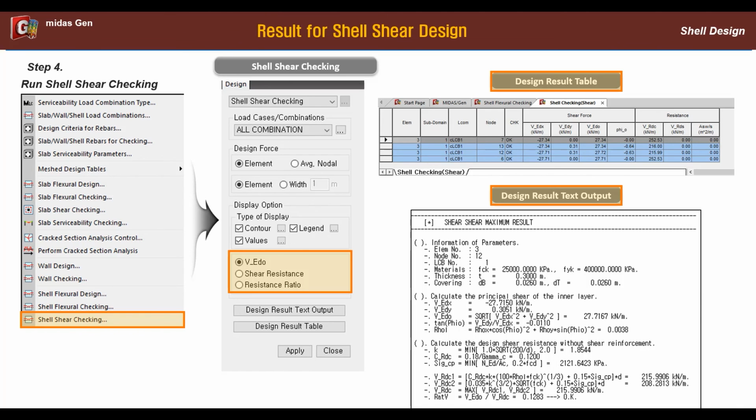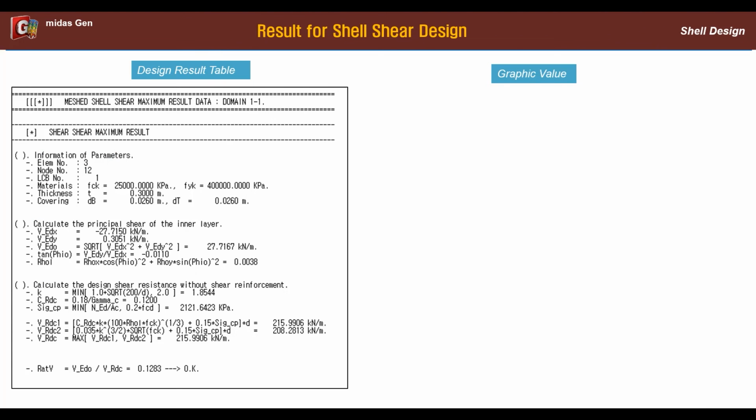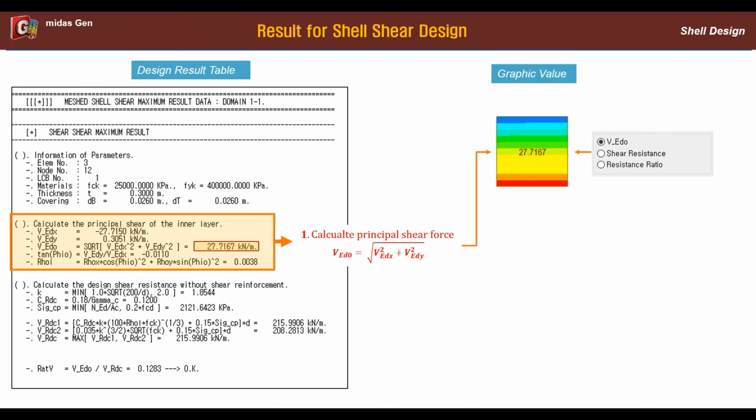It also produces the design result table and detail shear checking results of shell elements in the text format. Let's verify the shear result table and contour for display of the target element number 3 member. The design result table faithfully lists the procedure of shear design as I mentioned. First, calculate design shear forces of the inner layer. VED is considered the result of the design shear force of the 2 axes. So VED0 is the value of the SRSS combinations of VEDX and VEDY.